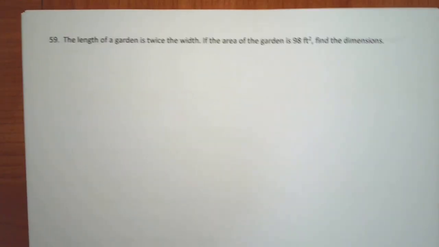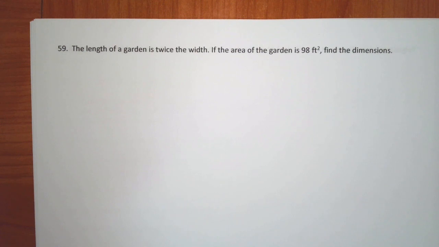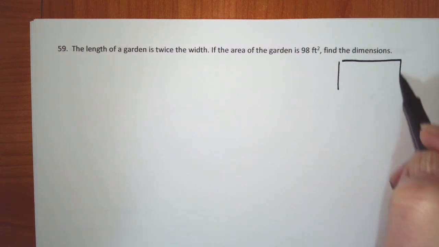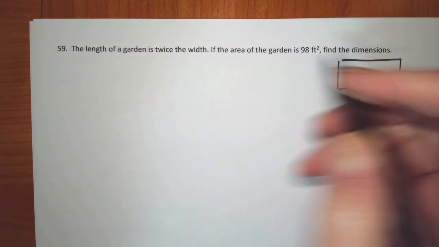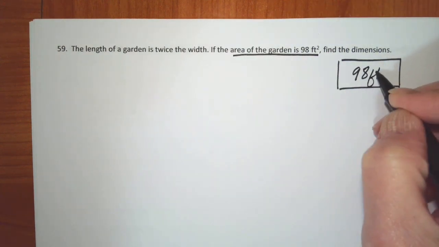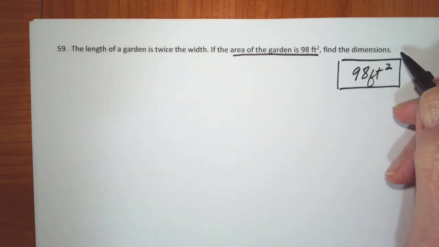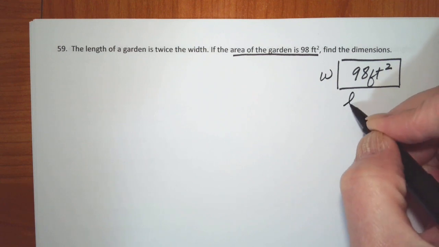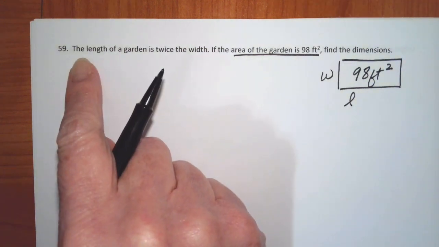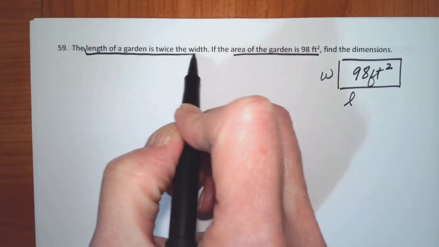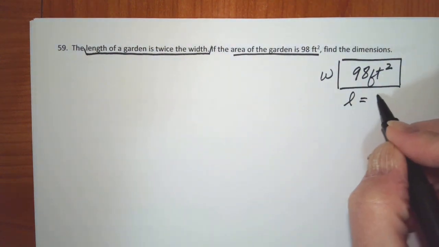Okay, the length of a garden is twice the width. If the area of the garden is 98 square feet, find the dimensions. Okay, so I've got my garden, and I know the area of the garden is 98 square feet, and it tells me one of these is the width and one of them is the length. Well, I don't know how to do this with two variables, but it tells me here that the length of the garden is twice the width. So this is going to be 2W.